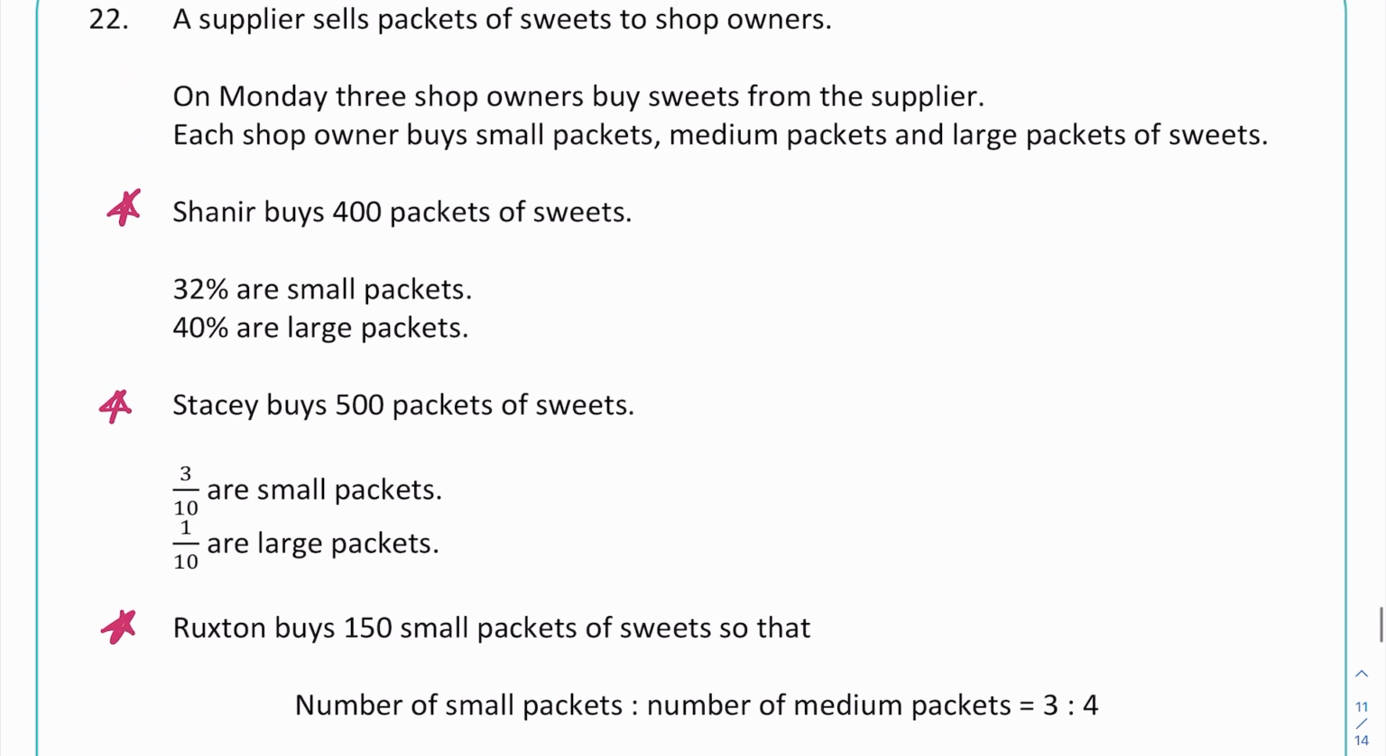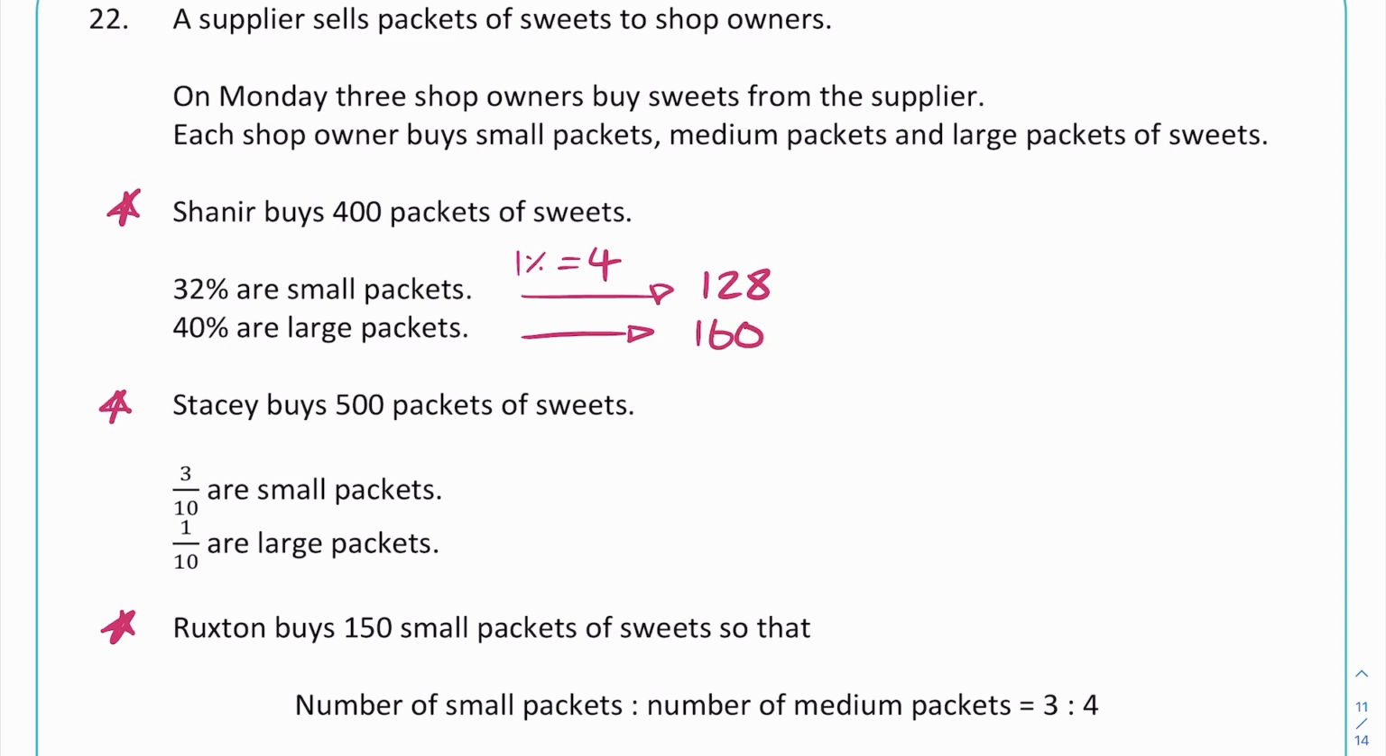Well, let's go back to that first shop owner. So Shania buys 400 packets, 32% are small packets. So if we want to work this out, and we're bearing in mind we've got our calculator, to get any percentage we can just divide by 100 and multiply by that percentage. So for this one here, 1% of 400 packets is 4 sweets. So 32 multiplied by that would give us, let's just write this next to this, 128 packets of sweets.